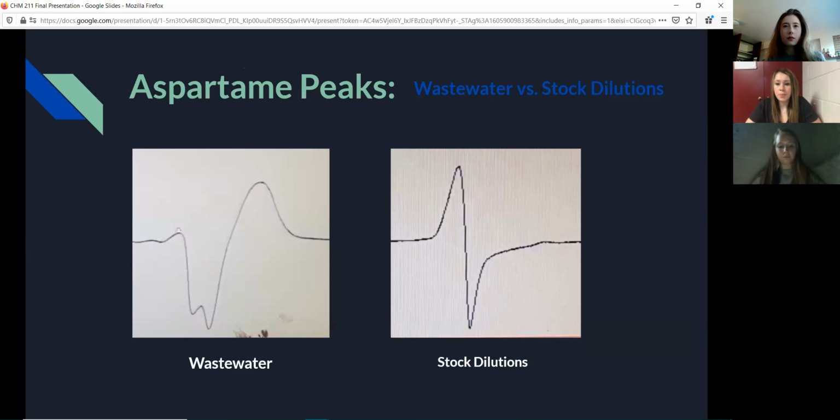This next slide shows the peaks comparing the stock dilutions on the right to the wastewater aspartame peaks on the left that we found. And this is not what we expected from the wastewater. It obviously looks different than the other peaks that we found, but we did still find this different peak around 12 minutes as expected for aspartame.